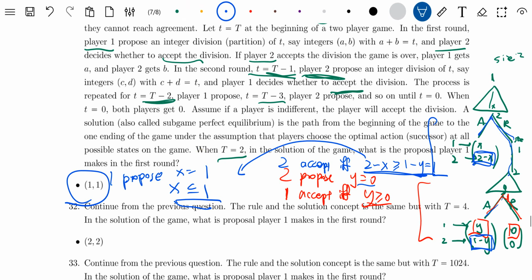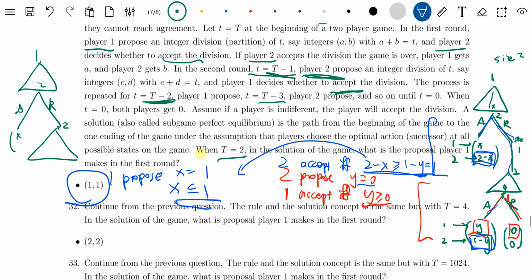Okay, so let's go through the same thing with 4 periods. Hopefully we don't need to draw all of them. So 1 goes first, with accept and reject, and 2 decides. The important thing is who is deciding and what the payoff is. So the proposal is x and 4 minus x now. And here this will be y and 3 minus y.